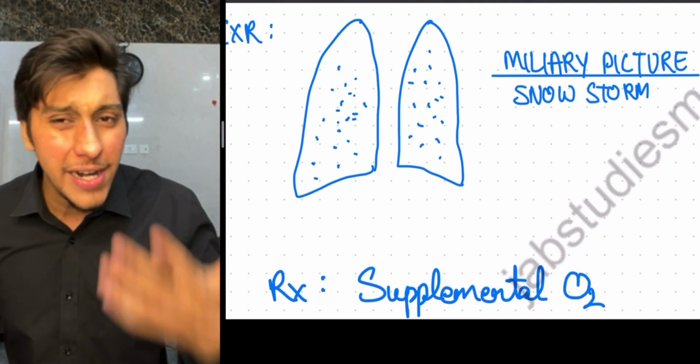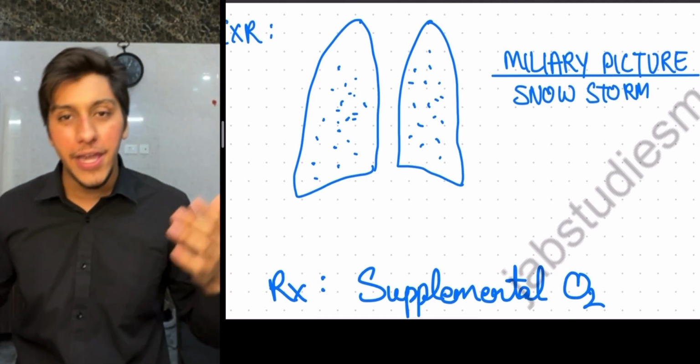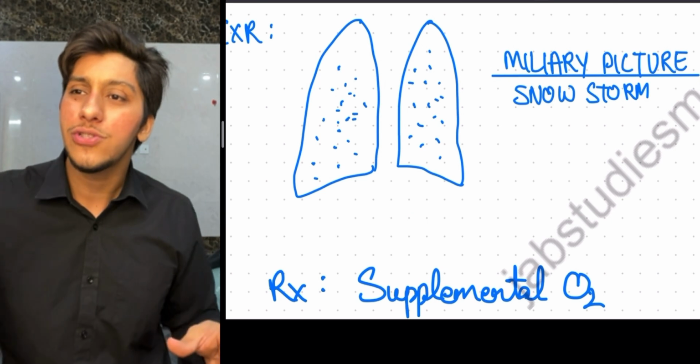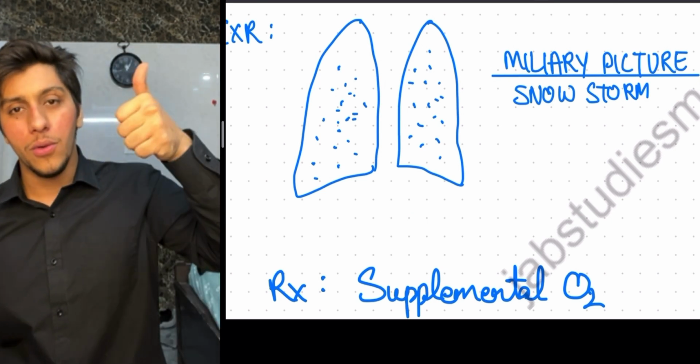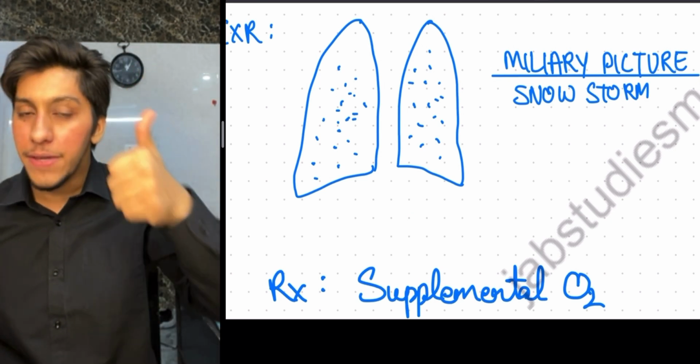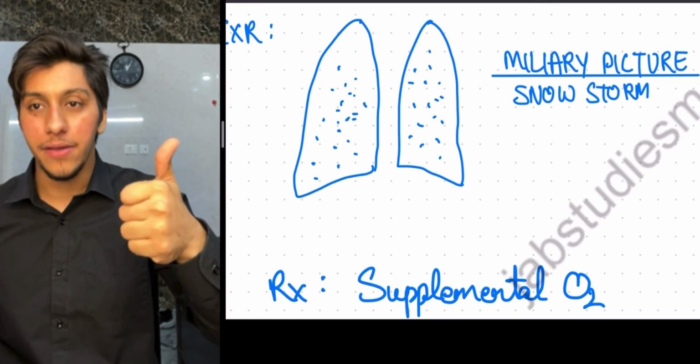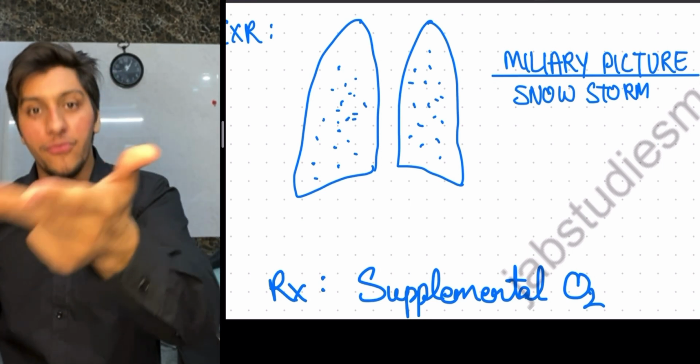Now, let's quickly discuss where are the conditions. Again, we're going to do integration. Where are the conditions you see a miliary picture? Think about it. Come on. 1. TB, that is miliary TB. 2. Silicosis. 3rd. Fat embolism syndrome.